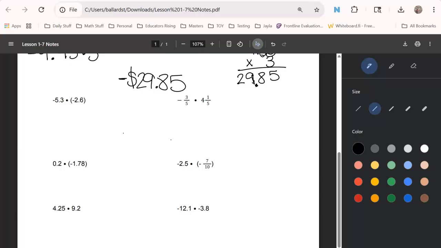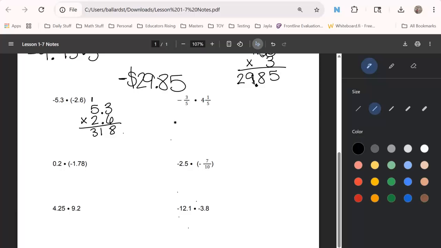So we just have these 6 problems that we're going to practice. Okay, so negative 5.3 times negative 2.6. To do that, we line it up. So 5.3 times 2.6. And then we ignore the decimals until the end. So 6 times 3 is 18, carry your 1. 6 times 5 is 30, plus 1 more is 31.